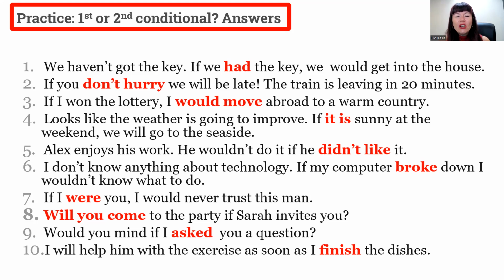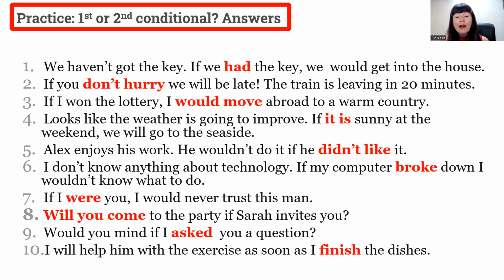Okay. "Looks like the weather is going to improve. If it is sunny at the weekend, we'll go to the seaside." It's possible to happen. Yeah. "Alex enjoys his work. He wouldn't do it if he didn't like it." Yes, so he likes his work. So we imagine a different situation, that he doesn't like his job. "I don't know anything about technology. If my computer broke down, I wouldn't know what to do." Again, an imaginary situation. "If I were you, I would never trust this man." So we put ourselves into somebody else's shoes. This is impossible. I can never be somebody else.